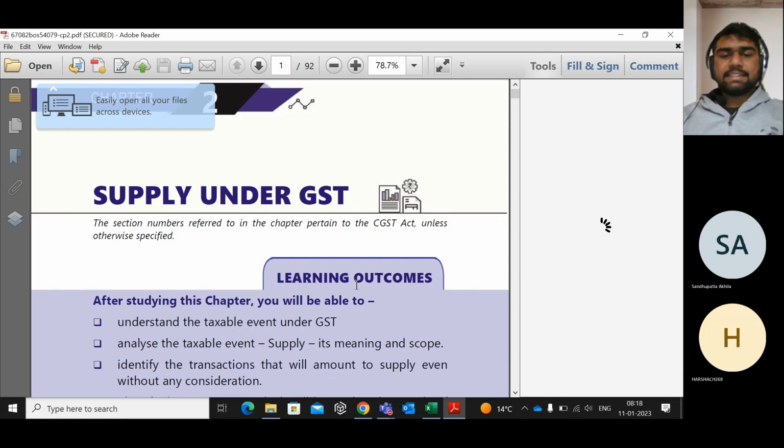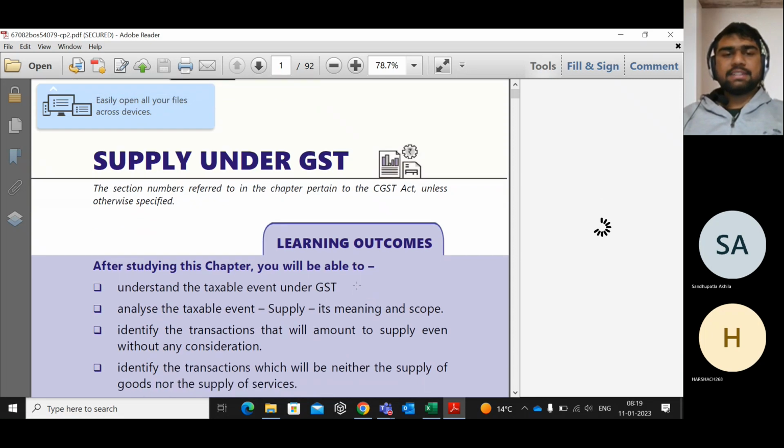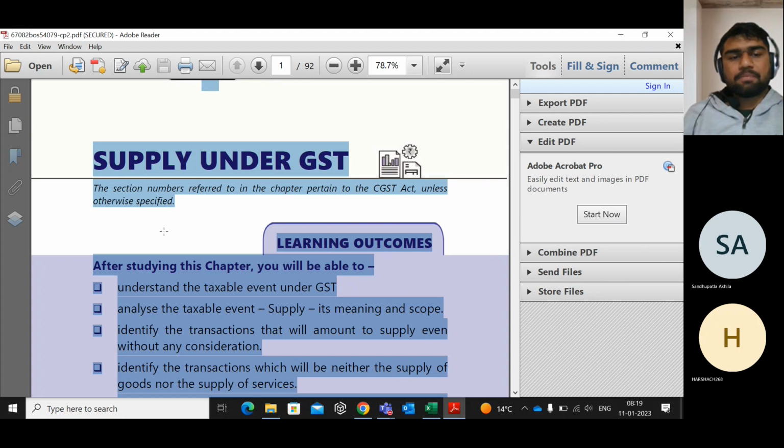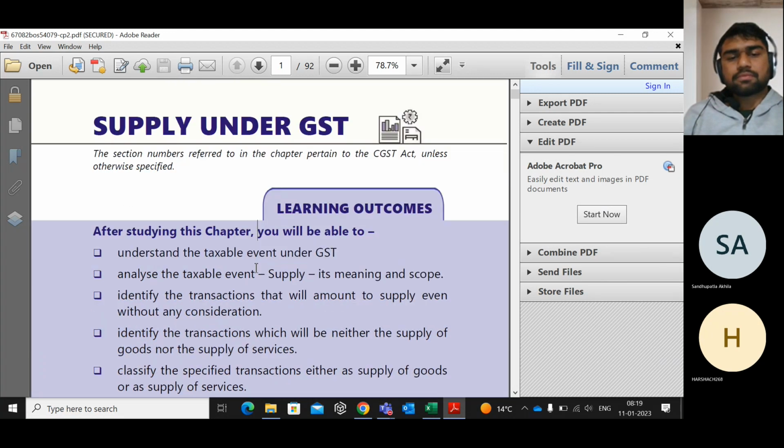The entire GST will be ruled by the single word, that is supply. Because when there is supply only, you can levy GST. If there is no supply, no GST. So the supply plays an important role. What is the supply? The definition of supply is very important.